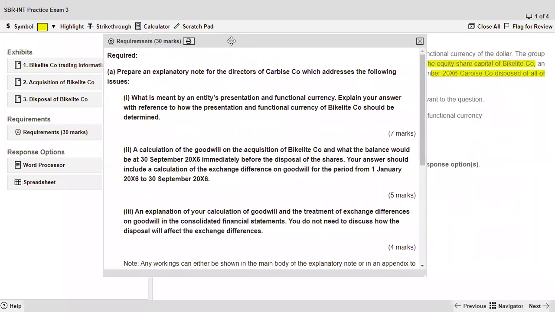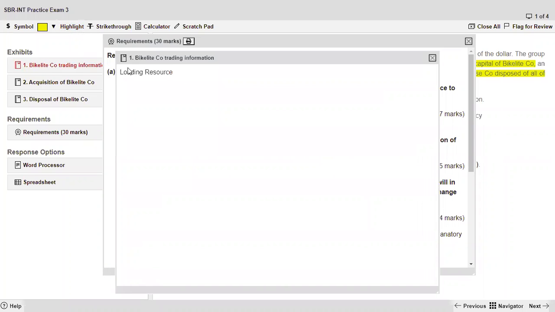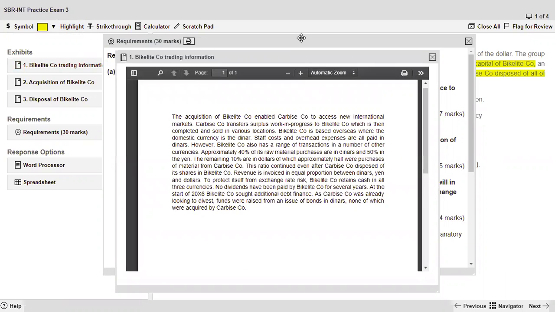Now, what are the requirements to this question? Let's have a bit of a discussion about them. It says, prepare an explanatory note for the directors of Carbise Company, which addresses the following issues. What is meant by an entity's presentation and functional currency? Explain your answer with reference to how the presentation and functional currency of Bike Light should be. I will read through Bike Light first, then I can go on discussing more.